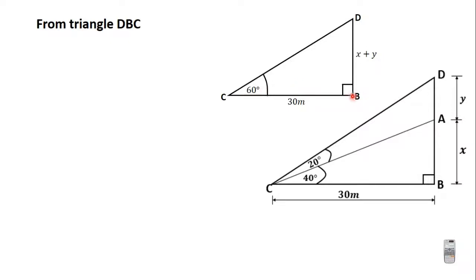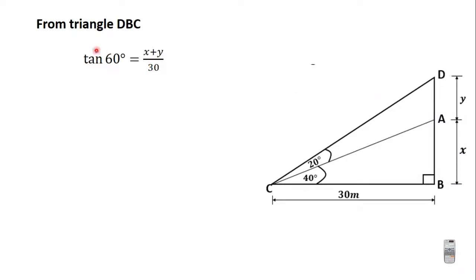And so the length BC is 30 meters, as it can be seen here. On this triangle too, we can see that x plus y is opposite to 60 degrees and 30 meters is adjacent to 60 degrees. So we have opposite, we have adjacent, so we are going to use tan. We say that tan 60 degrees is equal to opposite, which is x plus y, divided by adjacent, which is 30 meters. Okay, so we have our equation here.